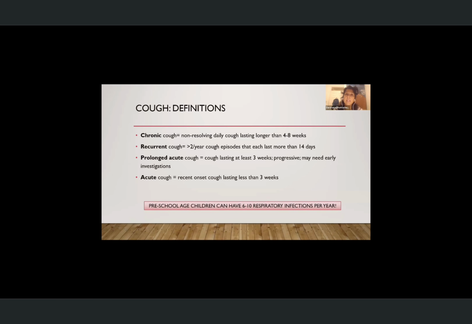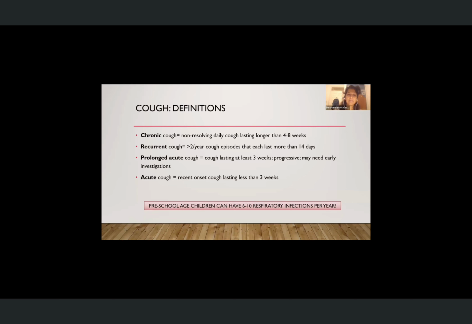But bear in mind that it is quite normal for preschool-age children to have between 6 and 10 respiratory infections per year without any underlying immune system issues or faltering of growth. So again, that's something to counsel parents and caregivers about if they are concerned about that presentation in otherwise thriving children. Yeah, I know, it's crazy, isn't it?